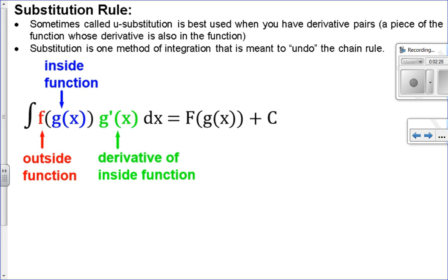Now this integration by substitution is best used when you have derivative pairs. Here's what I mean by a derivative pair. I have an inside function that is g of x, and an outside piece that I'm multiplying it by that is actually the derivative of the inside. Substitution is one method of integration, and it's really intended to reverse the process of the chain rule, so that when I have f of g of x, an inside function, multiplied by the derivative of the inside function, it just simplifies to the antiderivative f of g of x, of course, plus c.